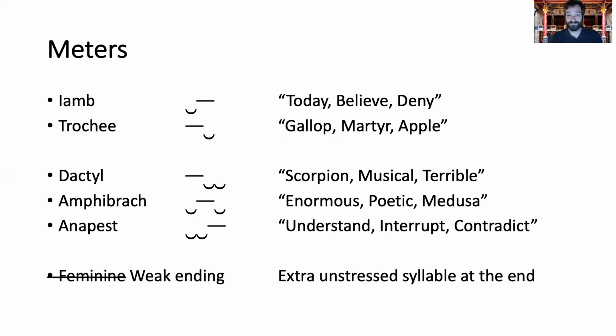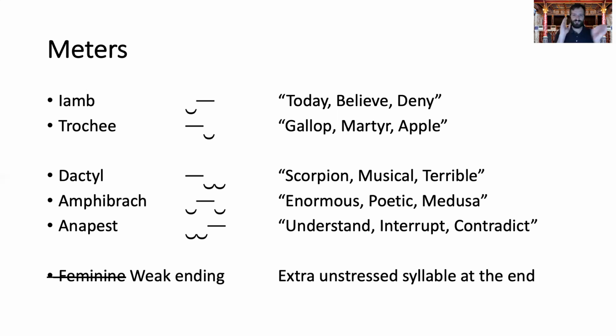It's really that easy. But of course, you can have other things, a trochee, words like gallop, martyr, or apple, right? You wouldn't say galop, mater, or a pole. No, just like you wouldn't say today, believe, deny, right? Those don't make sense. So gallop, martyr, and apple are all trochees, right? So if you were, for example, instead of iambic pentameter, to have five trochees in a row, that would be trochaic pentameter, right? If you were to have three trochees in a row, it would be trochaic trimeter, right?